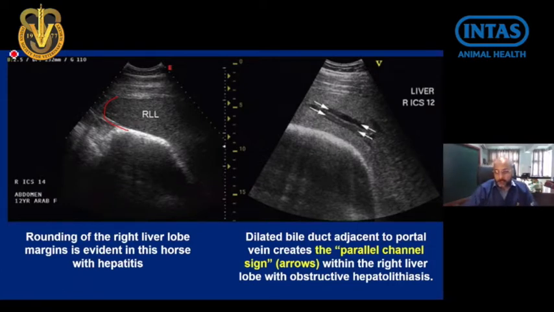Now you can see this is the dilated bile duct along with the portal vein here. If you find such a lesion, we call it a parallel channel sign. You can see the arrows, and this occurs when there is obstructive hepatolithiasis, which is one of the common conditions in horses. So the obstruction has dilated the bile duct here, and you can see the bile duct and the portal vein together. We call it a parallel channel sign.